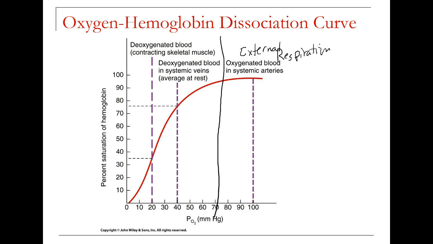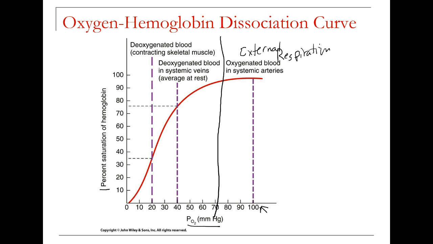Down here, we see the partial pressure of oxygen is on the x-axis. That's written in millimeters of mercury. And remember, about the highest partial pressure of oxygen that you can see is going to be around 100 millimeters. Then over on the y-axis of this graph, we have the percent saturation of hemoglobin. On average, how many of those hemoglobins have oxygen attached?